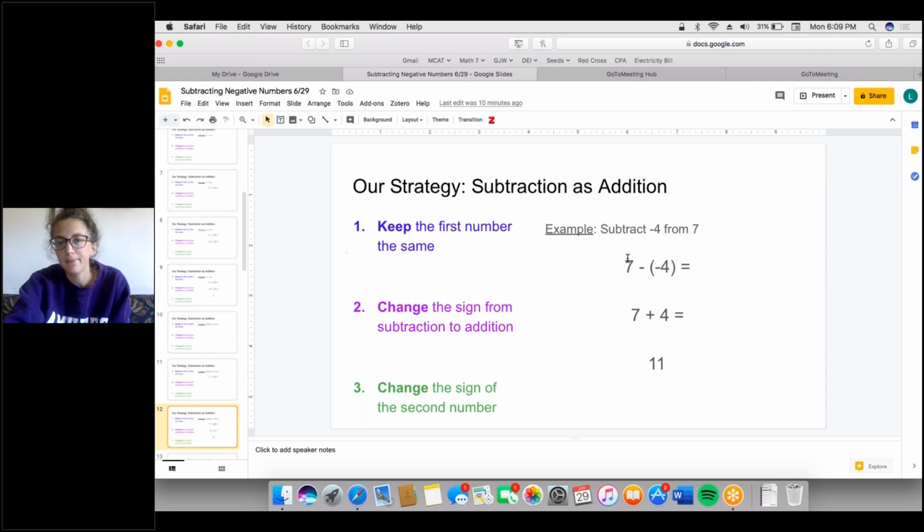Same thing, I kept the first number the same, 7 stayed as 7. I changed the sign from subtraction to addition, and I changed the sign of the second number. It was originally negative, so it became positive. So 7 minus -4 is really 7 plus 4, which equals 11.